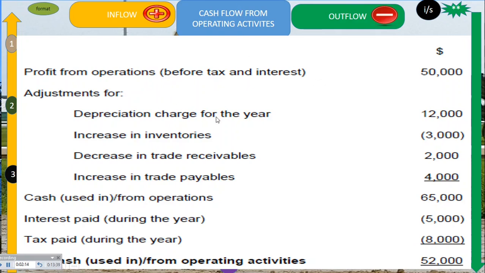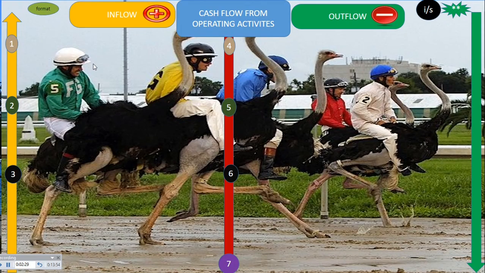Now here depreciation charge has been added while increase in inventory has been subtracted. Now we'll study the reason why this is plus or minus, why some are minus and why some are plus. For that we will use this format. In order to remember your cash inflow, you need to understand these three headings.